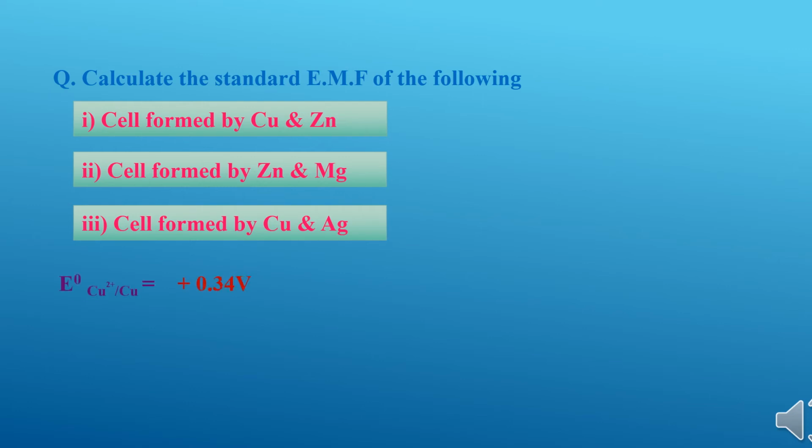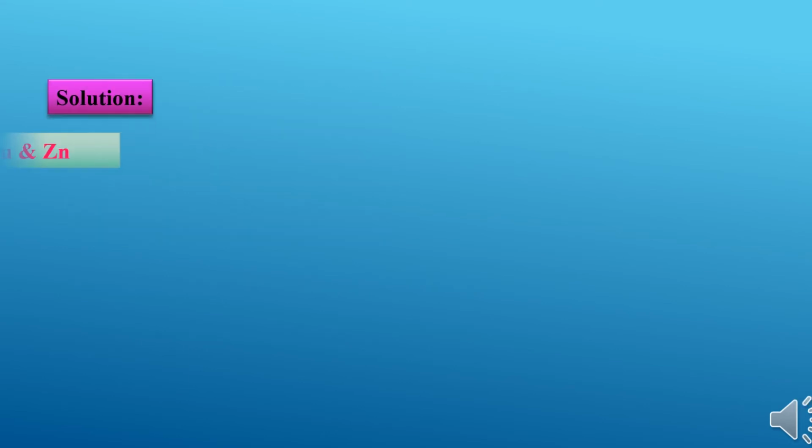Here, the standard reduction potential of Cu2+/Cu is +0.34 volt, and the standard reduction potential value of Zn2+/Zn is minus 0.76 volt. The standard reduction potential value of Ag+/Ag is +0.80 volt, and the standard reduction potential of Mg2+/Mg is minus 2.36 volt. This is the question. Here is the solution.